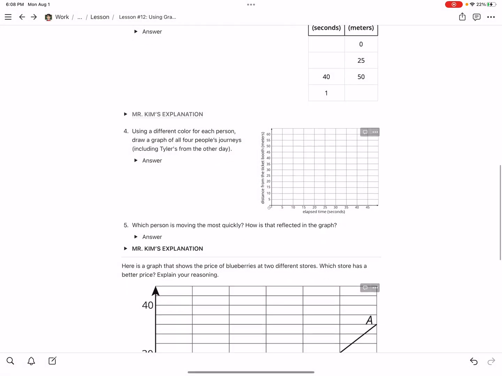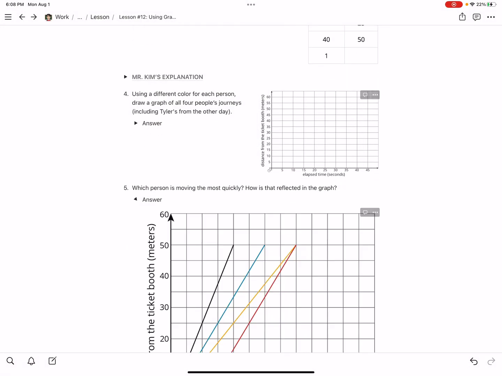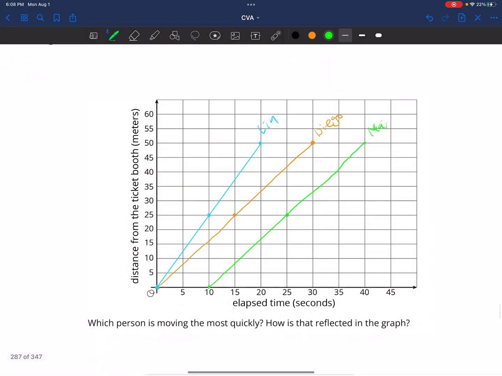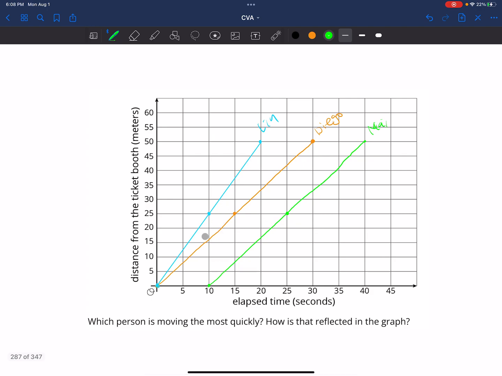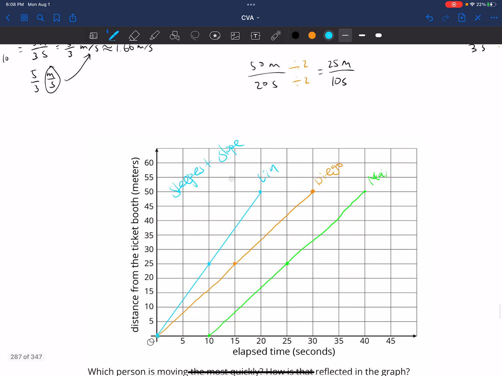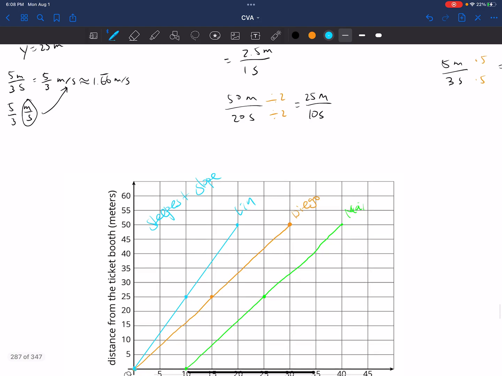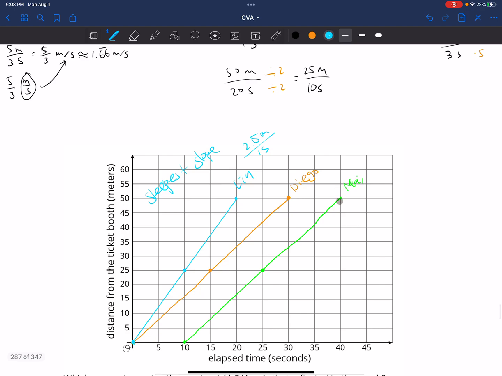So if you look at the answer, I know this is a pretty horrid answer. There's so much going on here, right? But basically, I'm going to explain simply what this means. If you take a look, Lynn has the steepest slope. And if you look at her speed, Lynn goes 2.5 meters per 1 second. But Diego and Mai have the same slope, or same steepness.